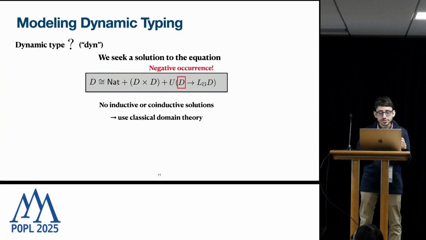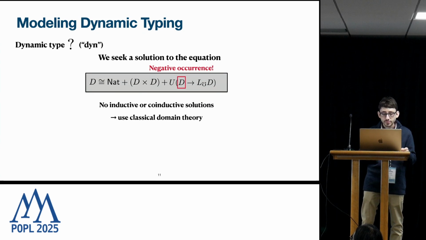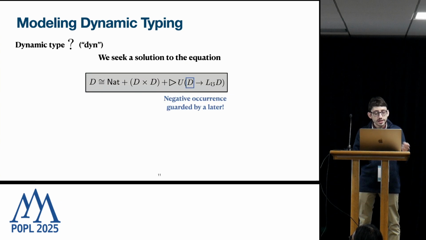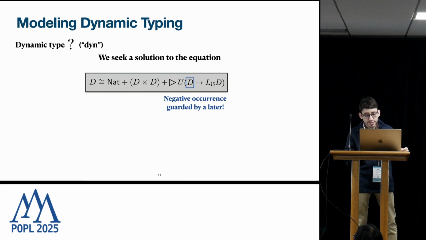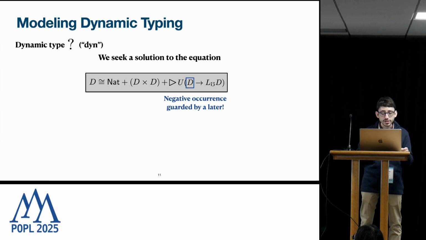It has solutions using classical domain theory, but as I said, in this work, we're using guarded type theory rather than classical domain theory. And so if we guard the negative occurrence by placing a later outside of the function case, we can now solve the equation using a combination of least fixed point and guarded recursion. And you can see the paper for more details on how we solve this.